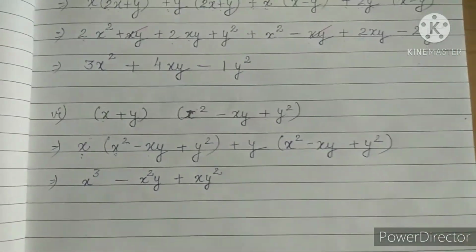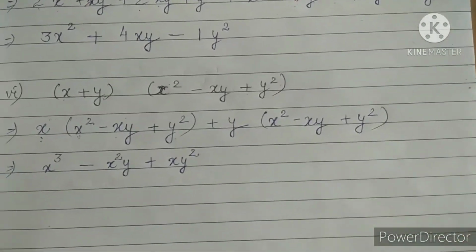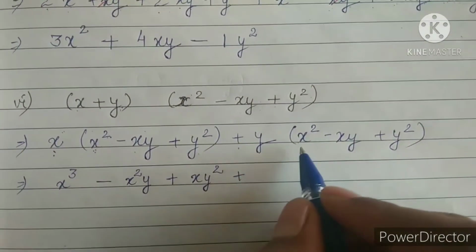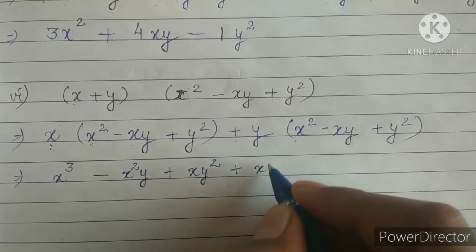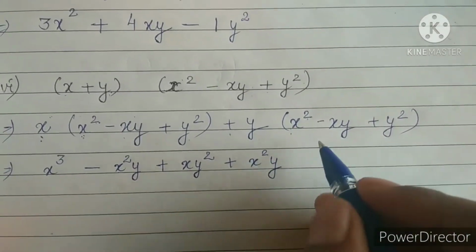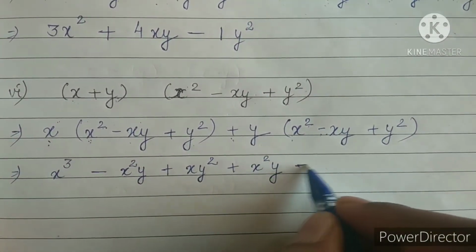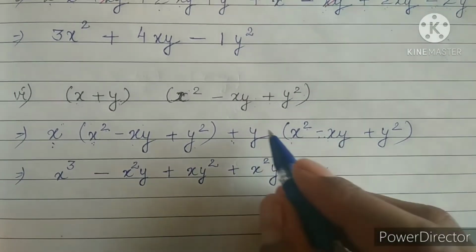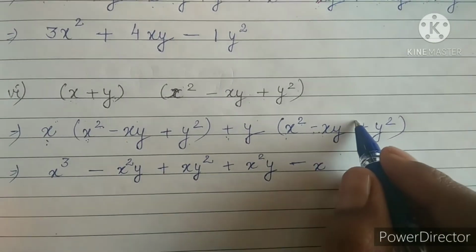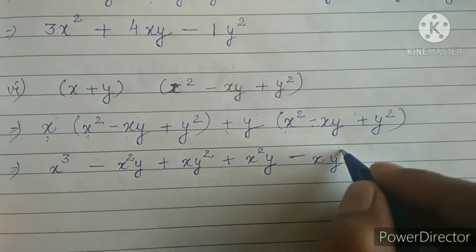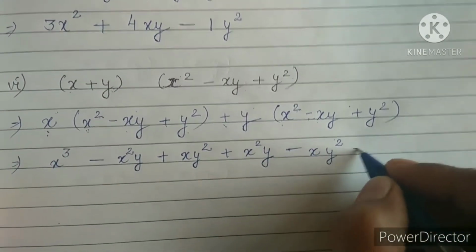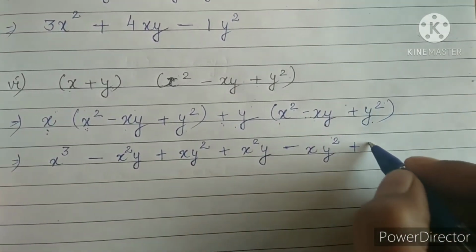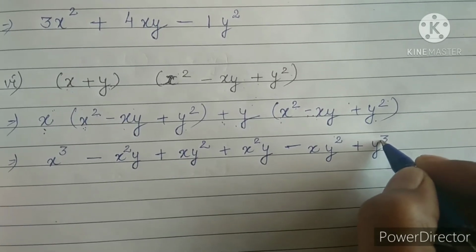Now the second term will multiply. Plus into plus is plus, y into x square is x square y. Plus into minus is minus, y into xy is x y to the power 1 times y to the power 1, which is y to the power 2. Plus y is to the power 1, y to the power 2 is y to the power 3.